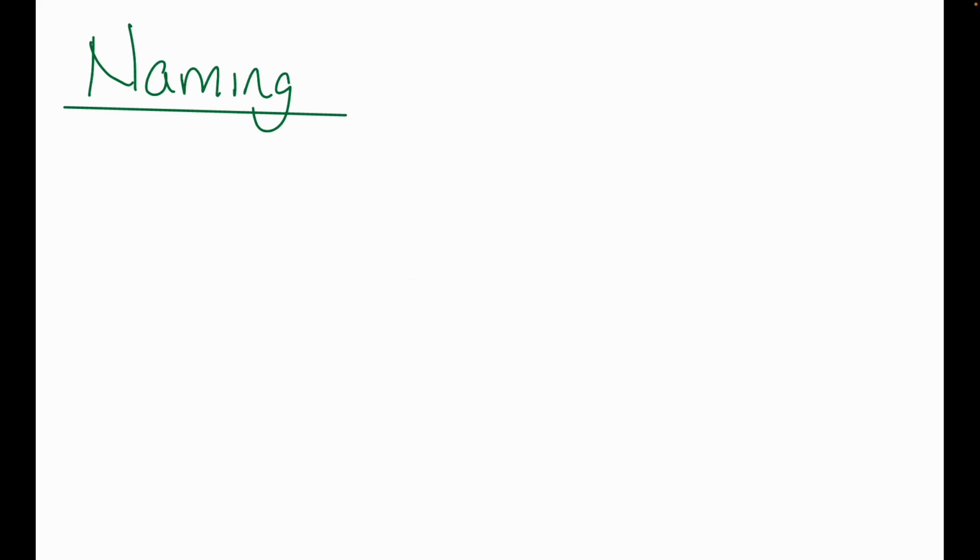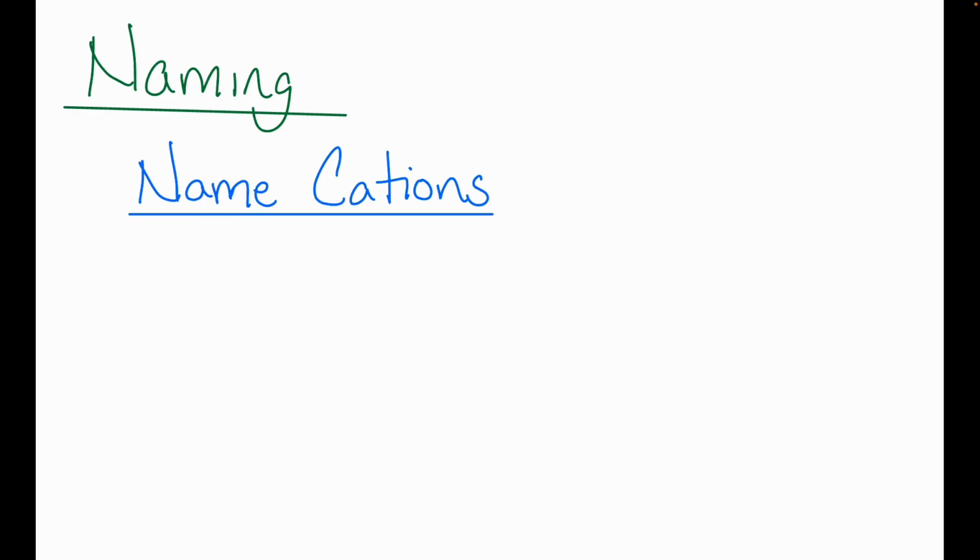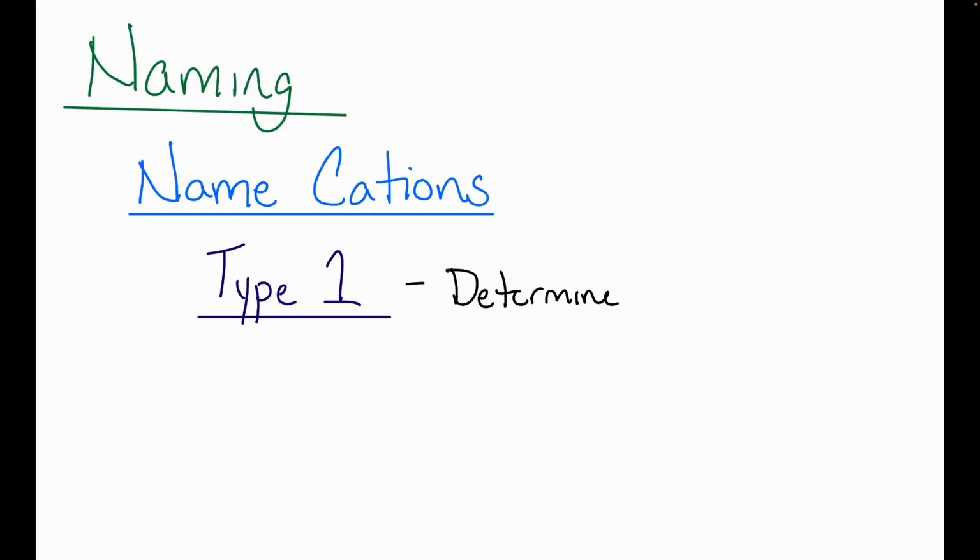Okay, and the first thing that we got to do is actually learn how to name the ions themselves first. So we're going to first learn how to name our cations. All right, our cations we're going to divide into two camps. We're going to call the first one our type 1 cations. These are the ones that we've been using thus far. Type 1 means that you can determine the charge by looking at the periodic table.